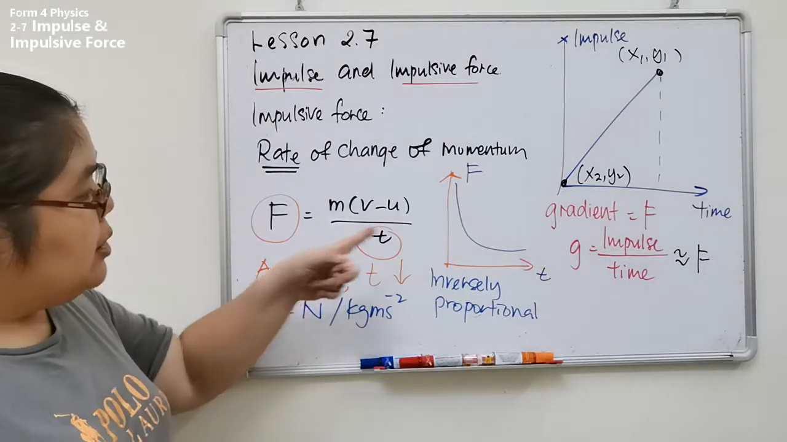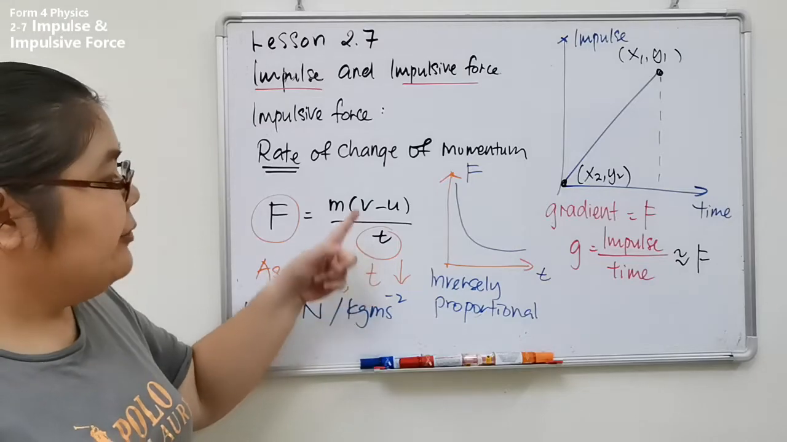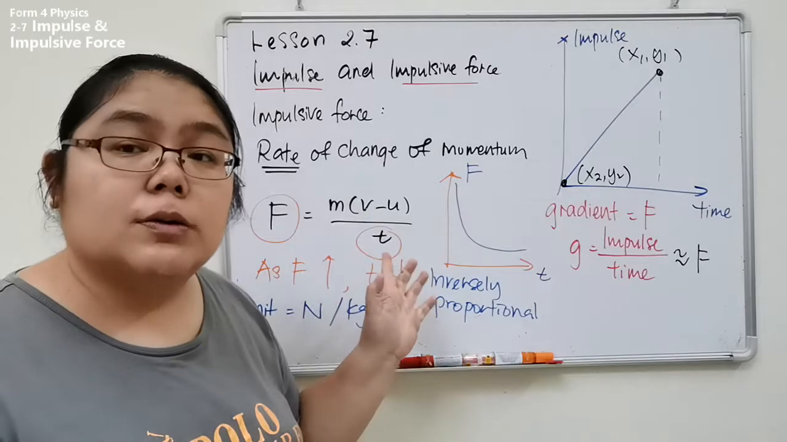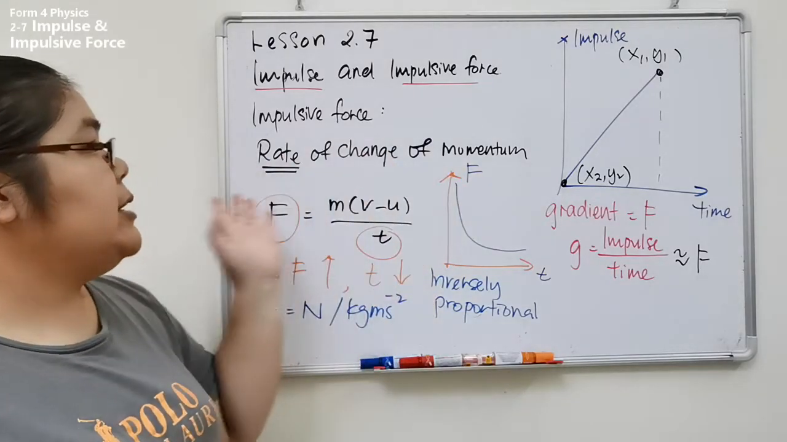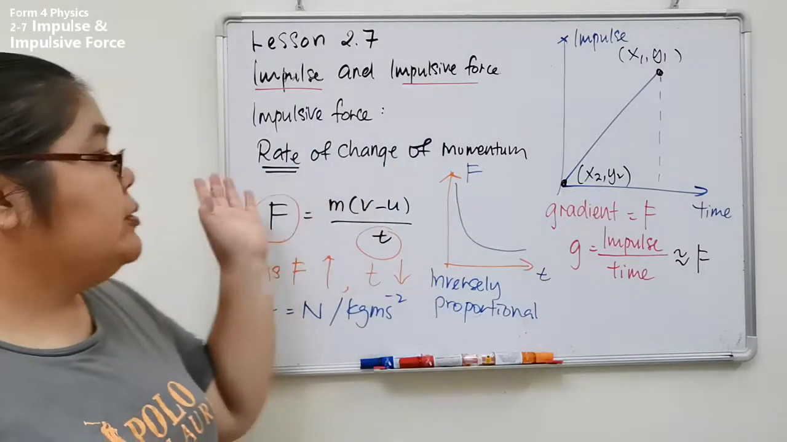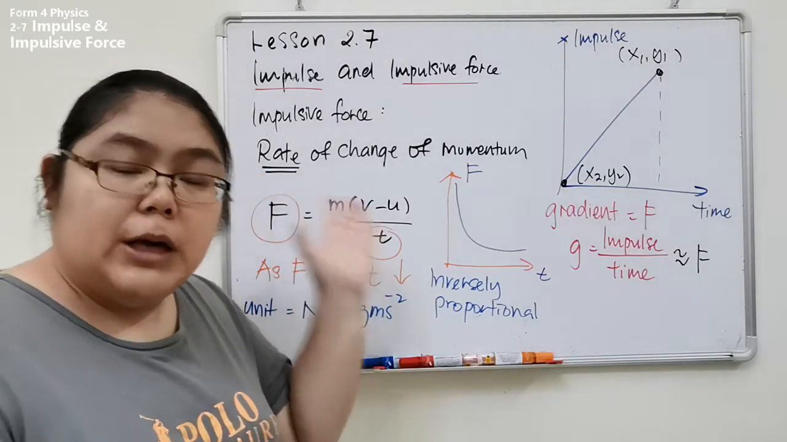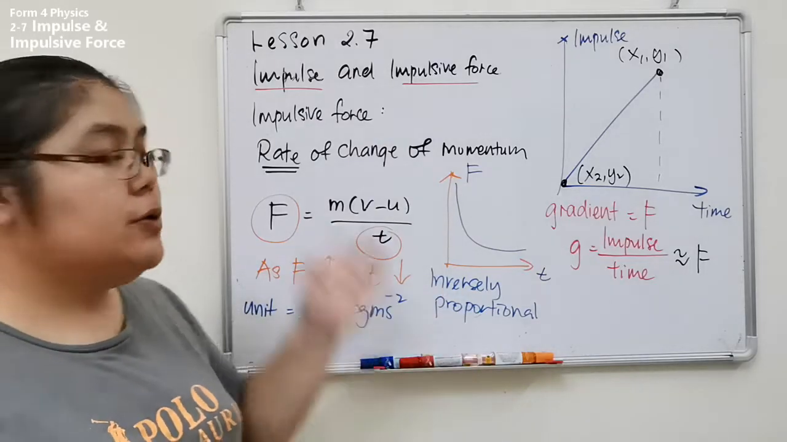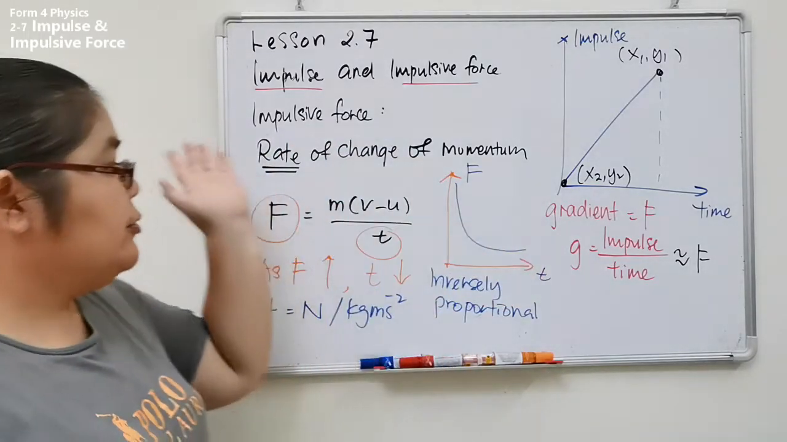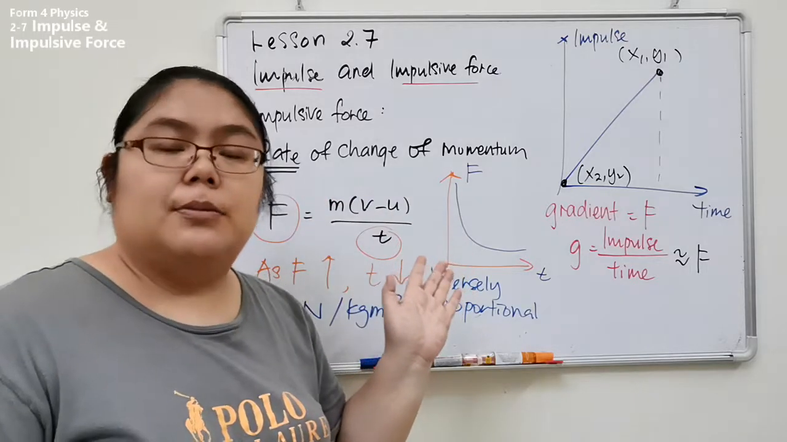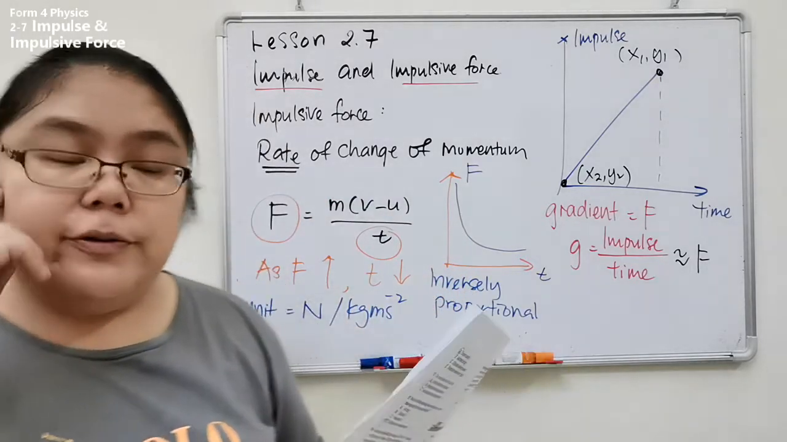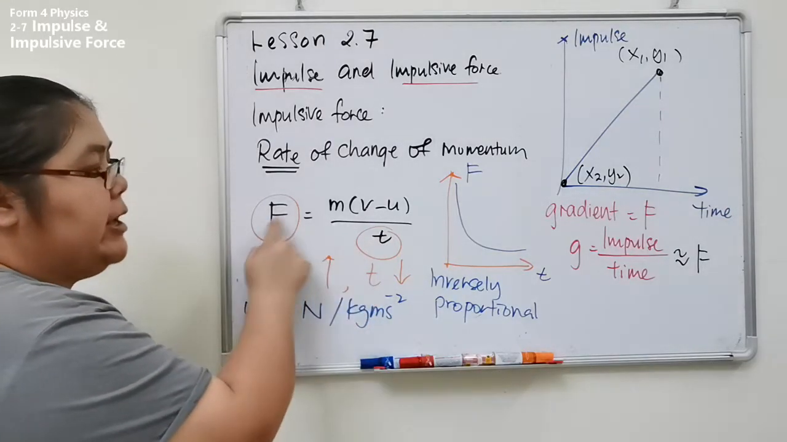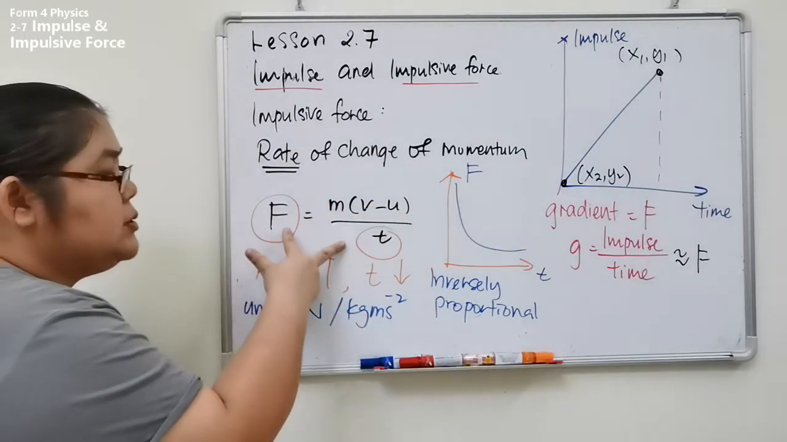Impulsive force equals rate of change of momentum. The top is a momentum. You also can say the top is an impulse. So for the definition, you can say rate of change of momentum, or you say rate of impulse. No need to change, because change of momentum already is an impulse. So rate of impulse, or you say rate of change of momentum. That is also a definition for impulsive force.